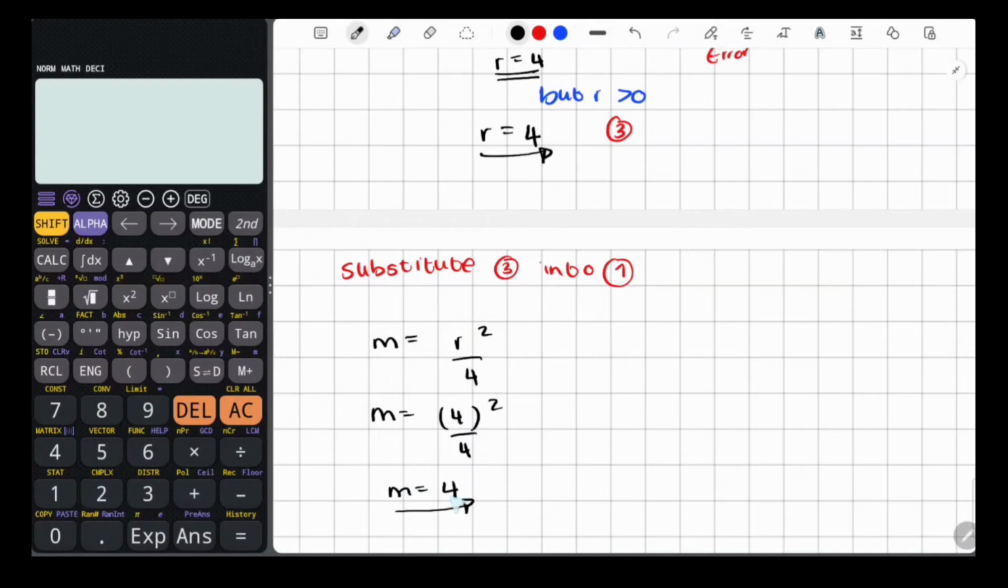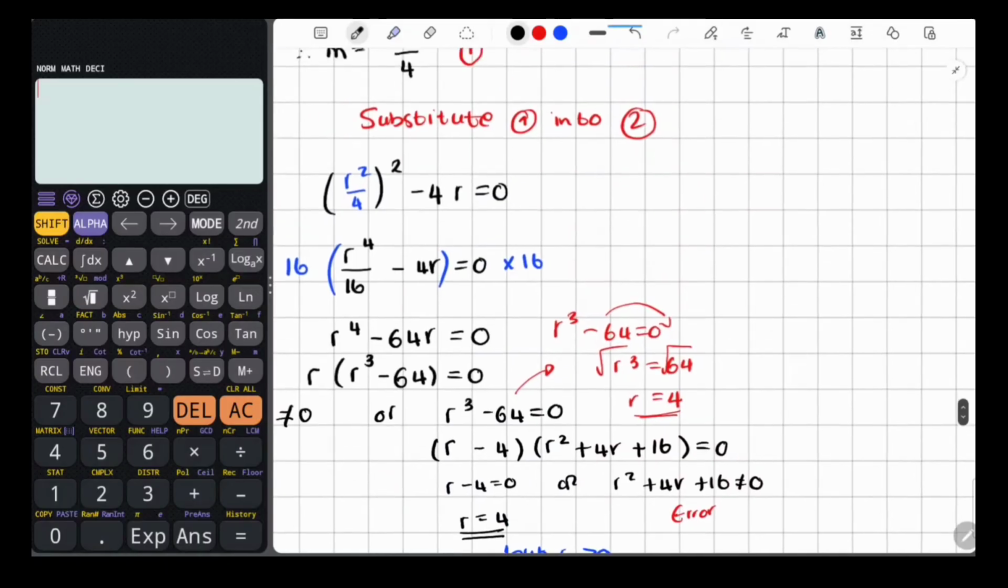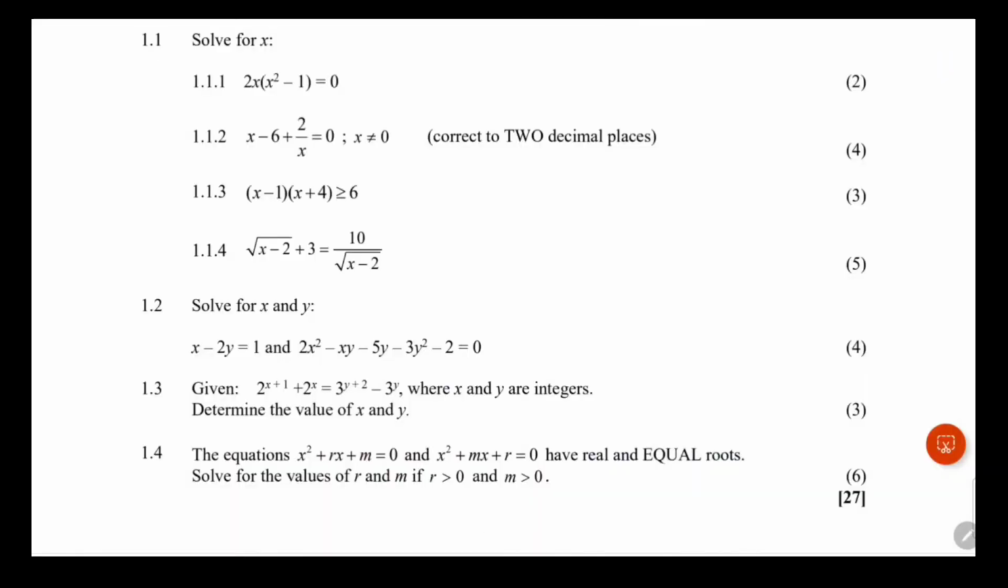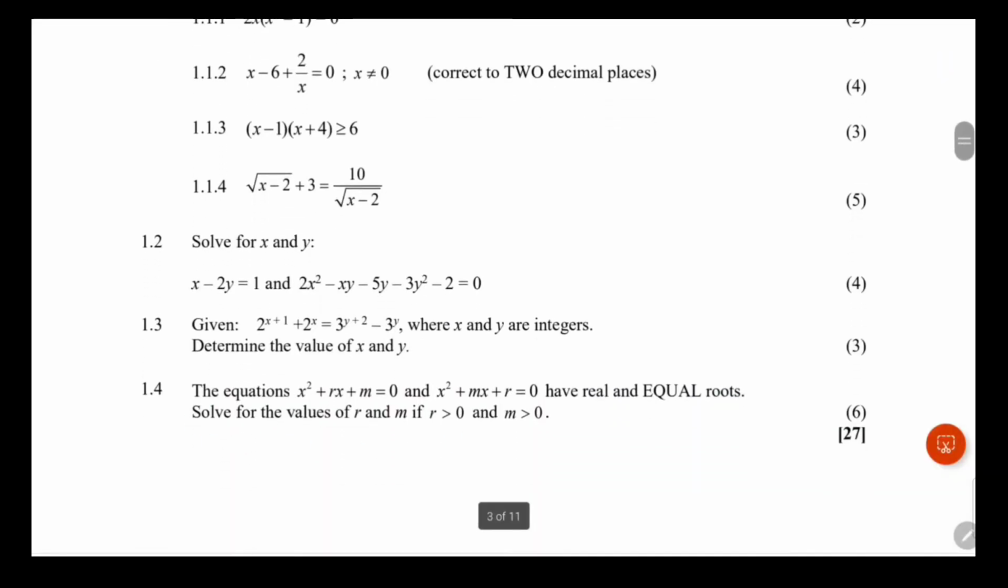Okay, so that's how to find m and r, by using the fact that they told you that the roots were real and equal. So you have to use delta. Okay, so that concludes it for question 1.